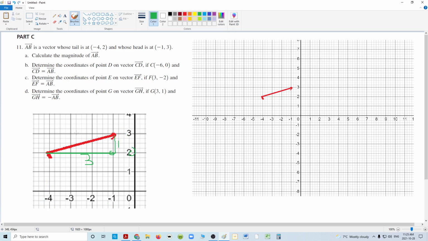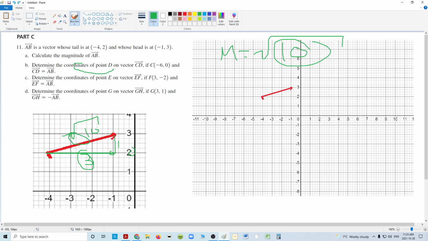Using my Pythagoras theorem, this length here, the magnitude, is going to be equal to the square root of 3 squared plus 1 squared, which is the square root of 10. So I could simplify it, but there's not much need. So you would just put the distance as square root of 10 because that is exact.